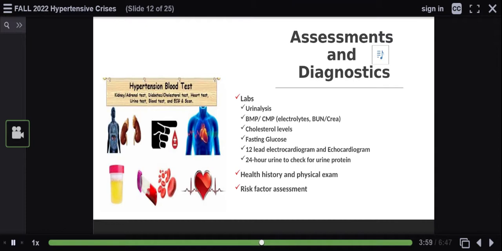You want to know if they have any childhood illnesses. They might have had scarlet fever in the past or any group A strep, or strep throat five times in a year. So those are the things to ask. For the PE, obviously you want to do your cardiovascular assessment.